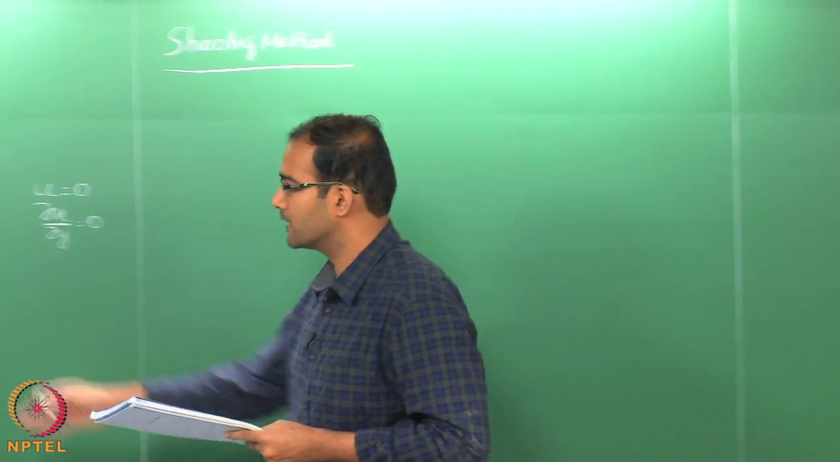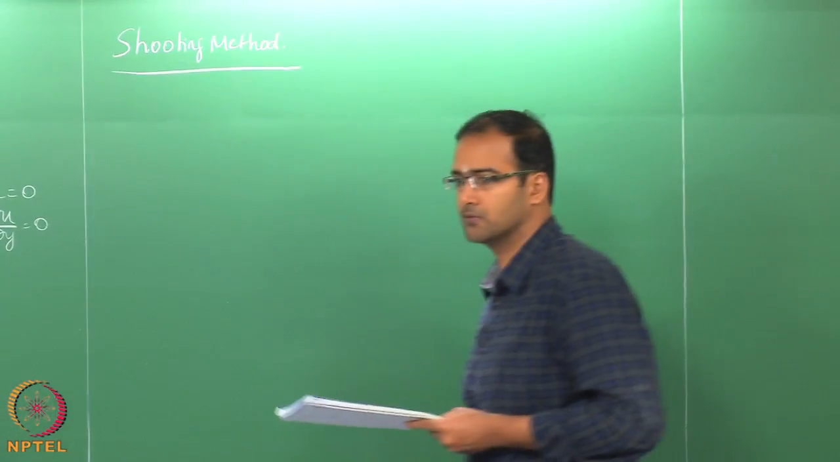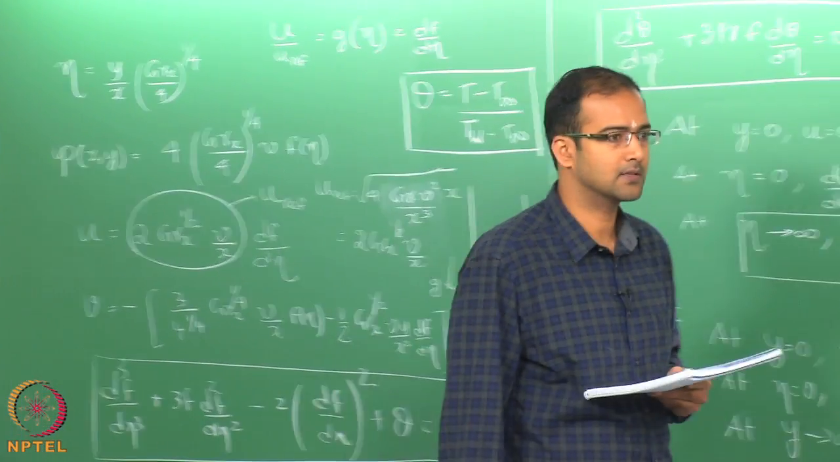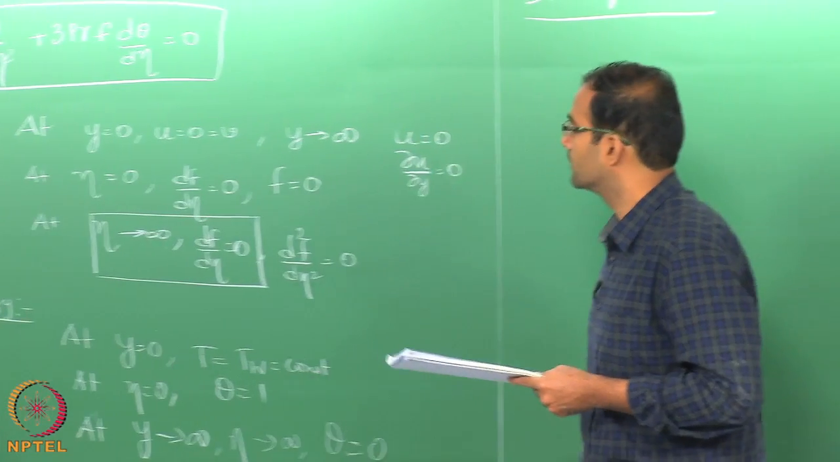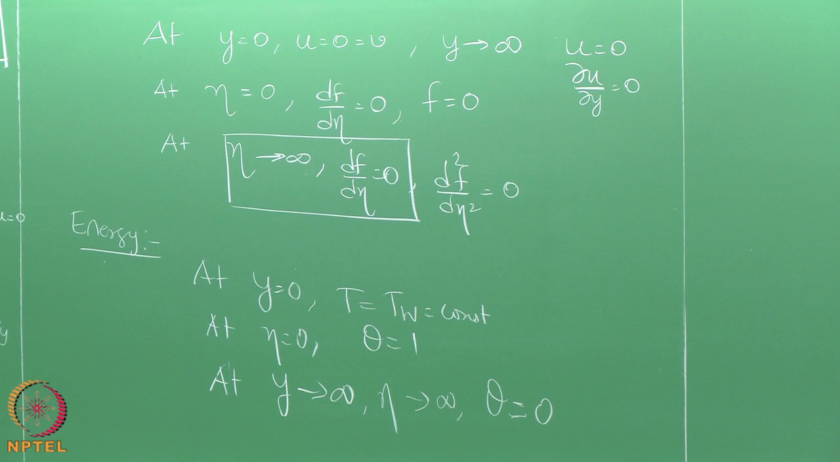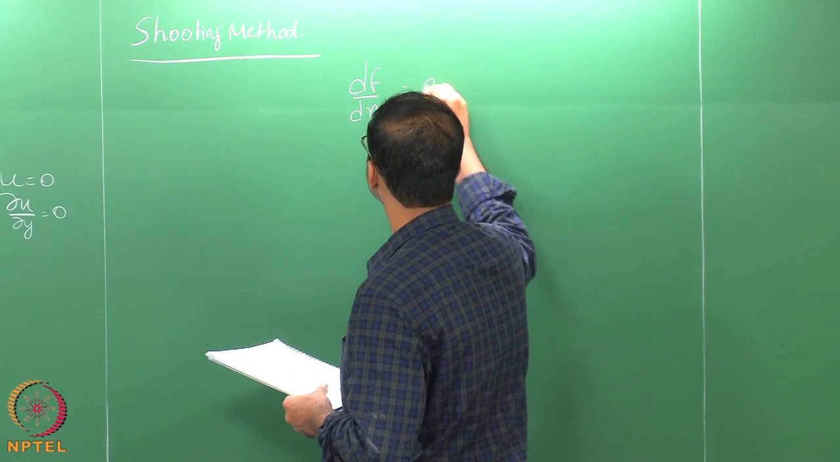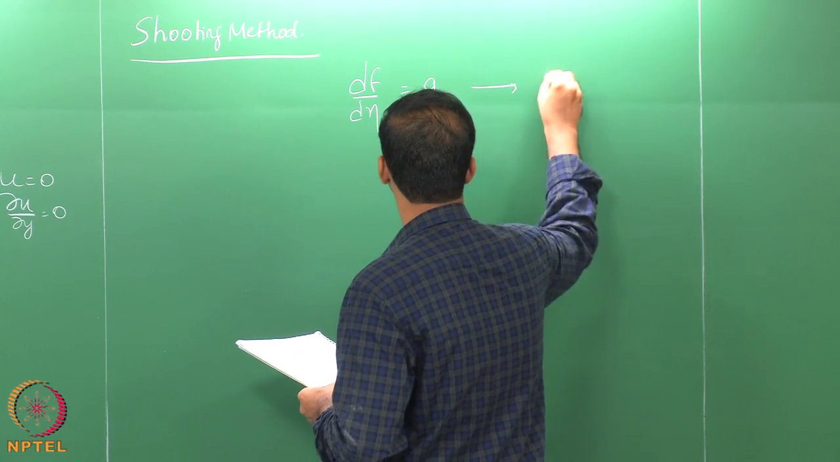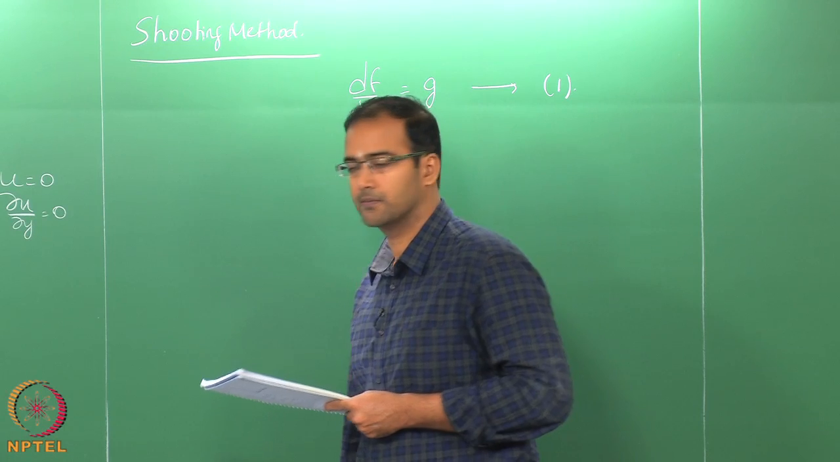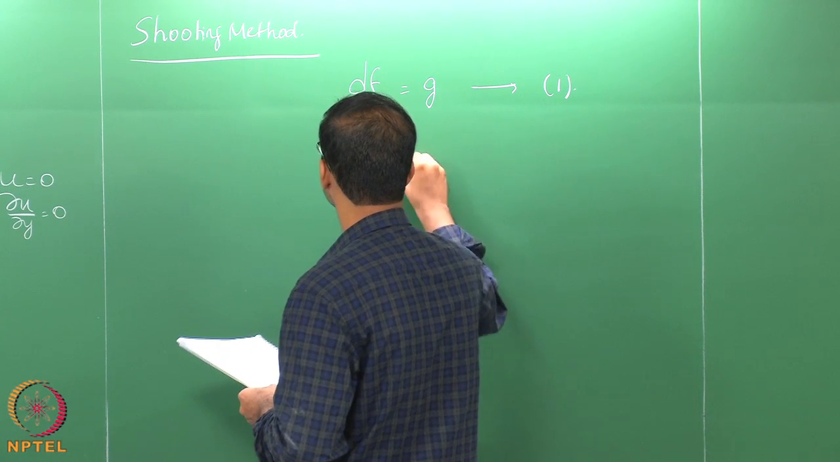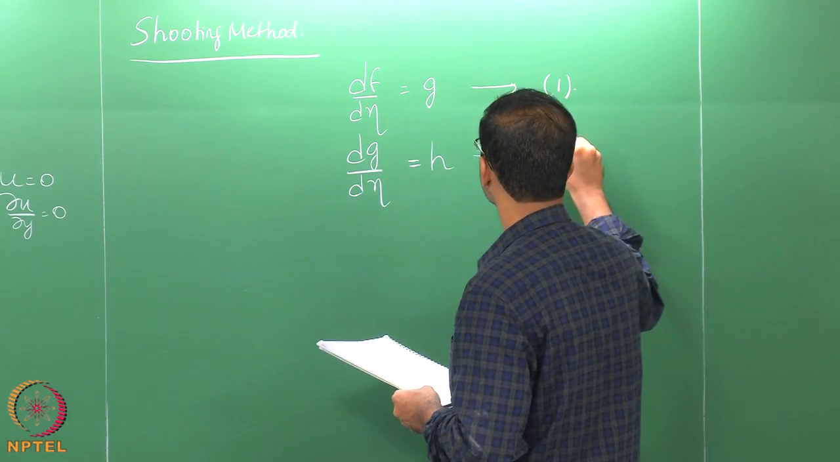Okay. So, you know the equations, can you please convert them into ODEs of first order. So, we have a third order ODE, please try to reduce this into 3 first order ODEs, and similarly the energy equation. So, what do you start with? df by d eta is equal to g. This is your first order ODE, and then therefore next dg by d eta is equal to h. This is your second first order ODE.